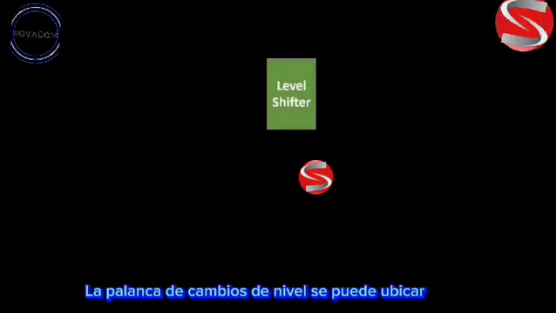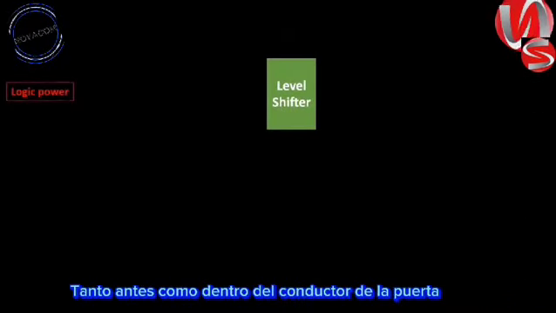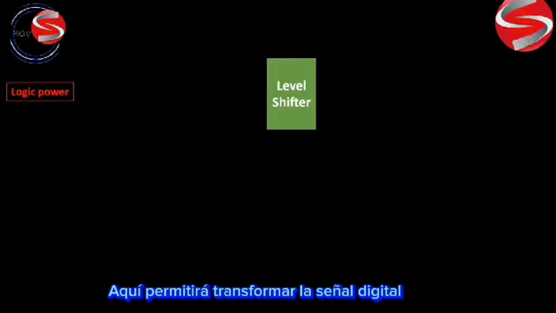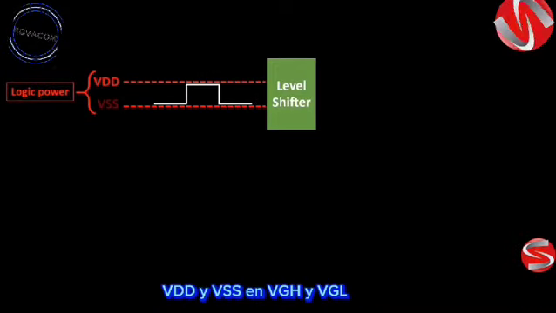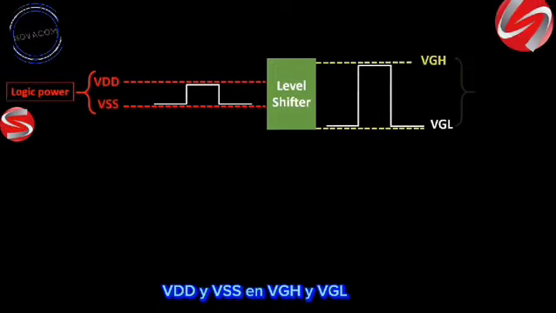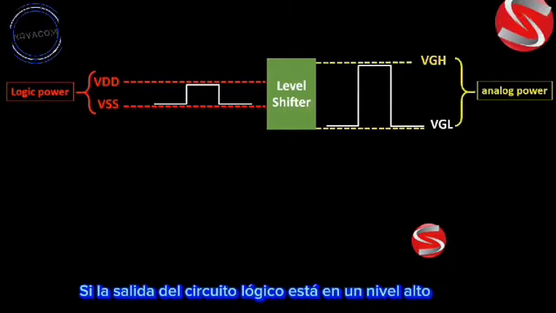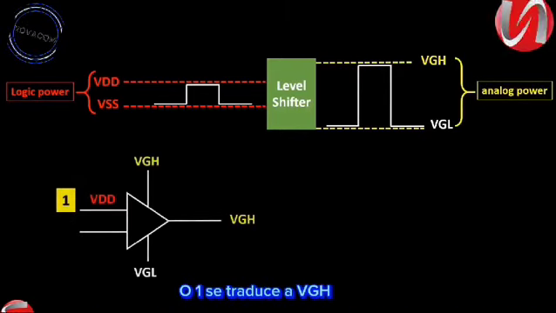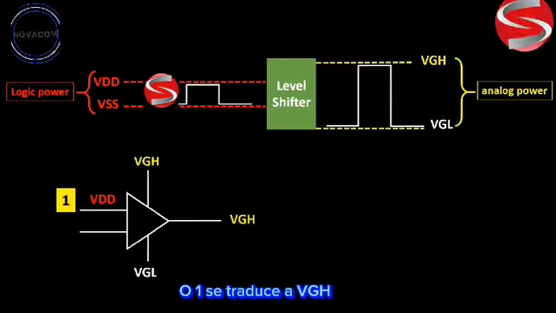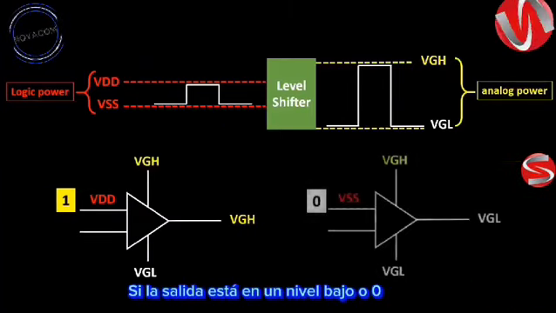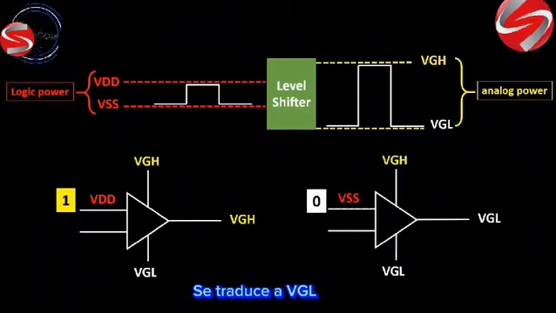The level shifter can be located both before and inside the gate driver. Here it will allow the digital signal VDD and VSS to be transformed into VGH and VGL. If the output of the logic circuit is at a high level or 1, it is translated to VGH. If the output is at a low level or 0, it is translated into VGL.